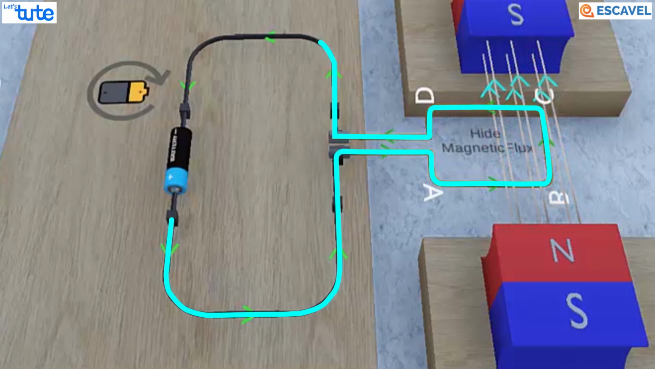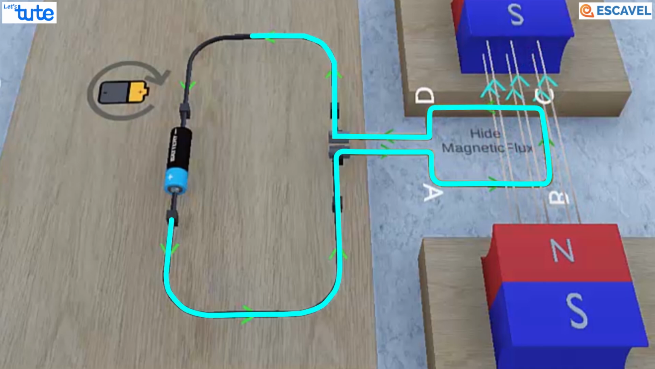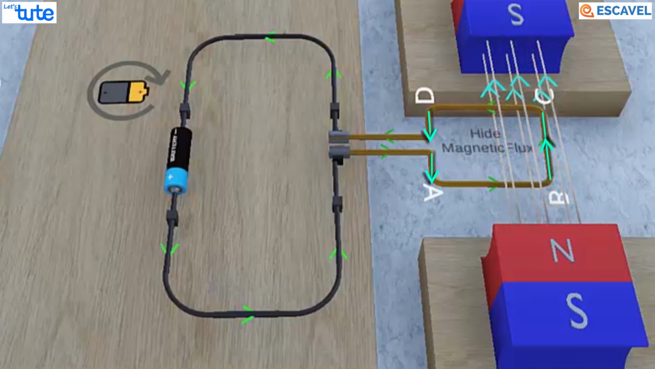Now if you consider these arms separately, that is arm AB and CD, you will find that the flow of current in both these arms is perpendicular to the direction of the external magnetic field. Thus, there will be a certain force that acts on them. And if you see the flow of current for the arms BC and AD, it is parallel to the direction of the external magnet. So due to this, there will be no force that acts on them.